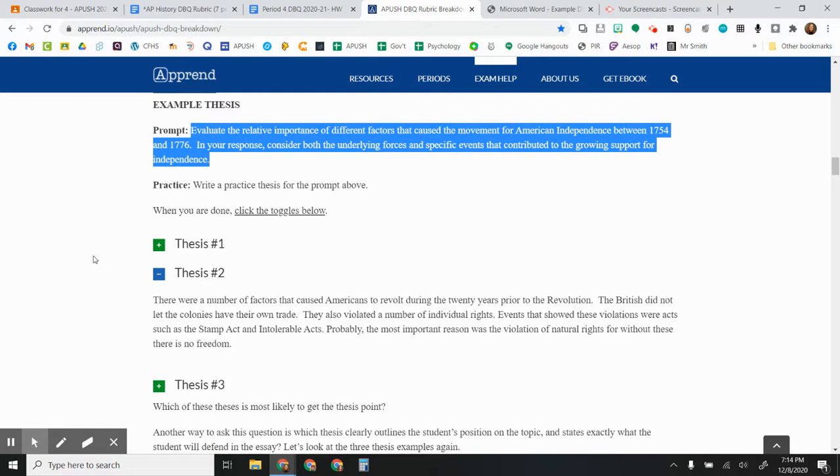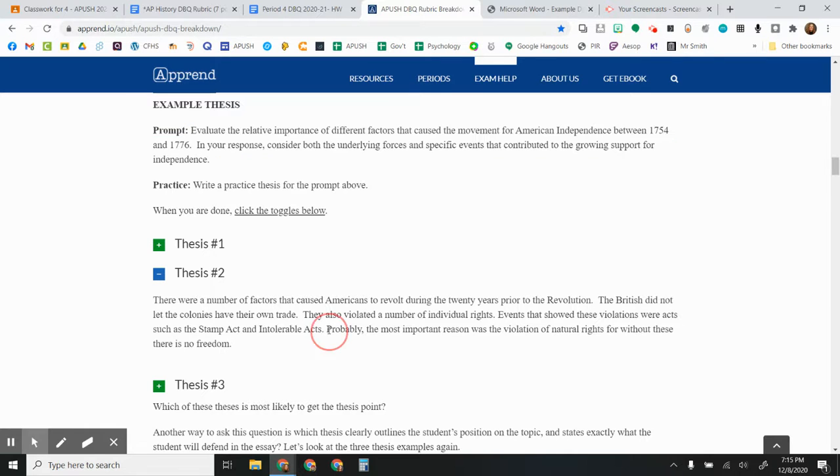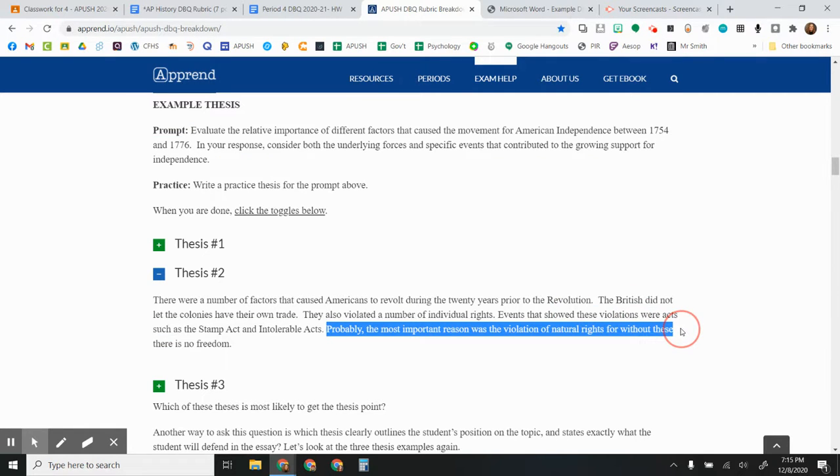Your second thesis: There were a number of factors that caused Americans to revolt. The British did not want to let the colonies have their own trade. They violated individual rights, right? So we're talking about some different issues versus underlying forces. Events that show these violations were acts such as the Stamp Act and the Intolerable Acts. And then now we're going to evaluate it. Probably the most important reason was the violation of natural rights. For without those, there's no freedom.